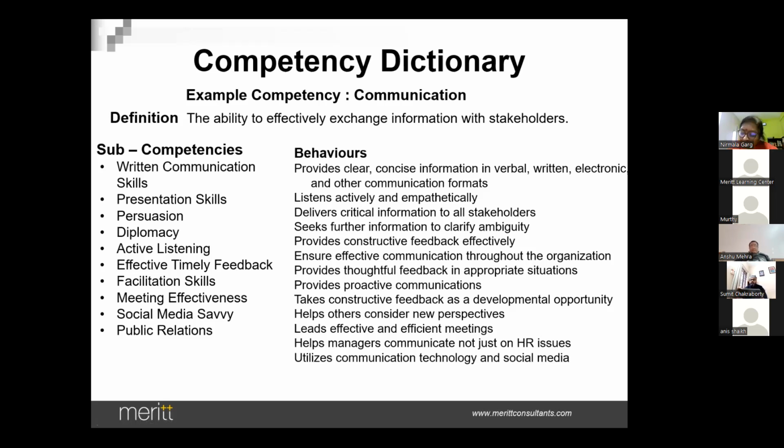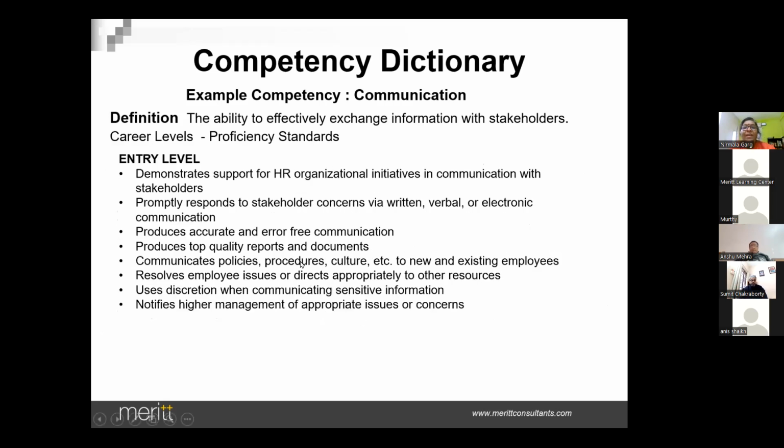Now, what you need to do like this, for an entry level, will the proficiency level be low or high? It will be low, right? So what is it? Demonstrates support for HR organization's initiatives in communication with stakeholders.